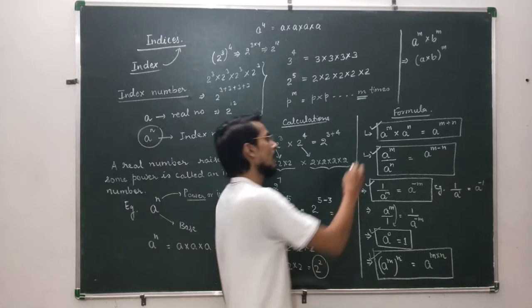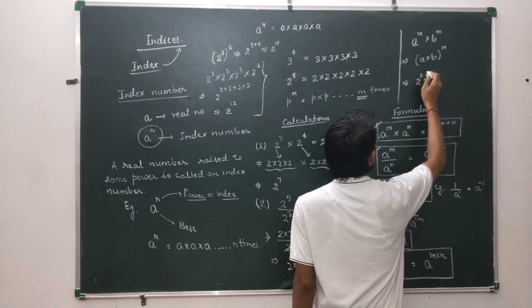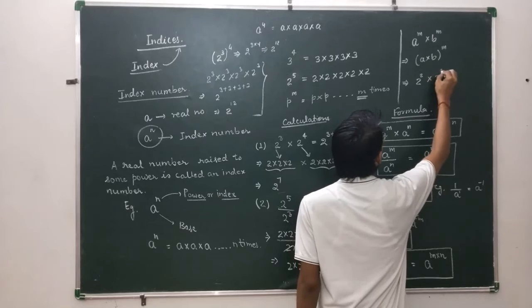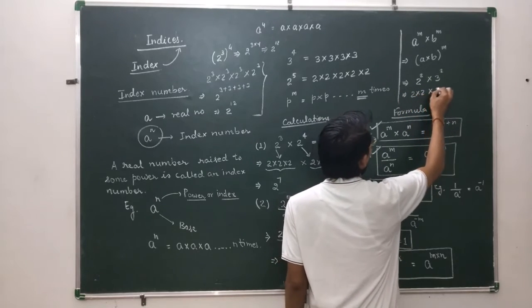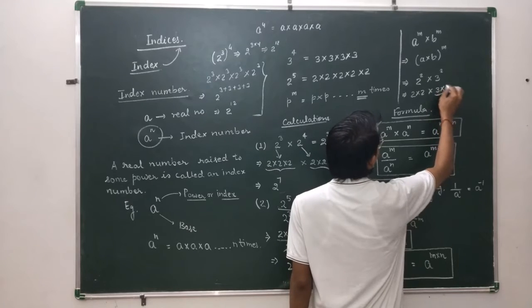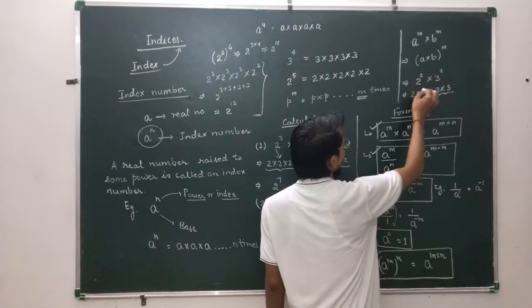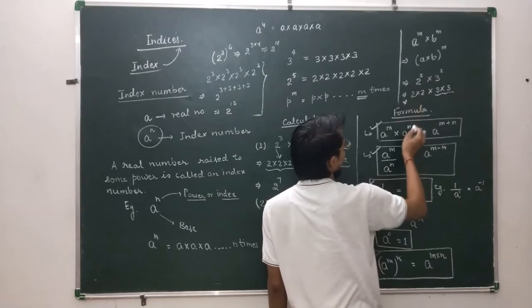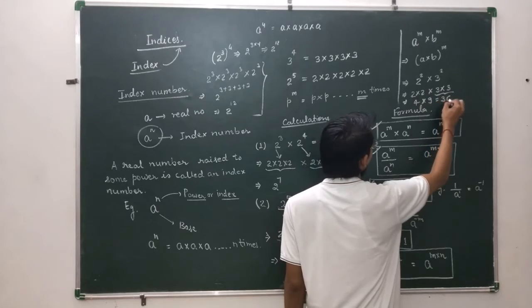As for example, if somebody writes 2 square into 3 square, then what is the value? 2 into 2 into 3 into 3. 3 square means 3 into 3 and 2 square means 2 into 2. So you get the answer: 2 2 is 4, 3 3 is 9. So the answer is 36.